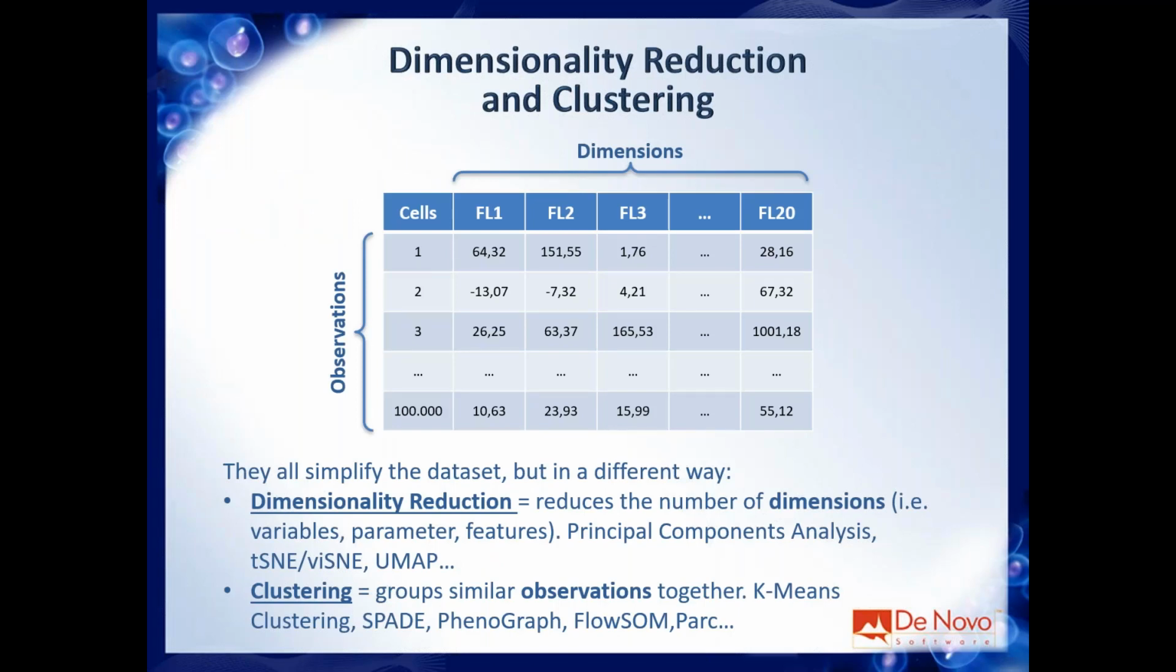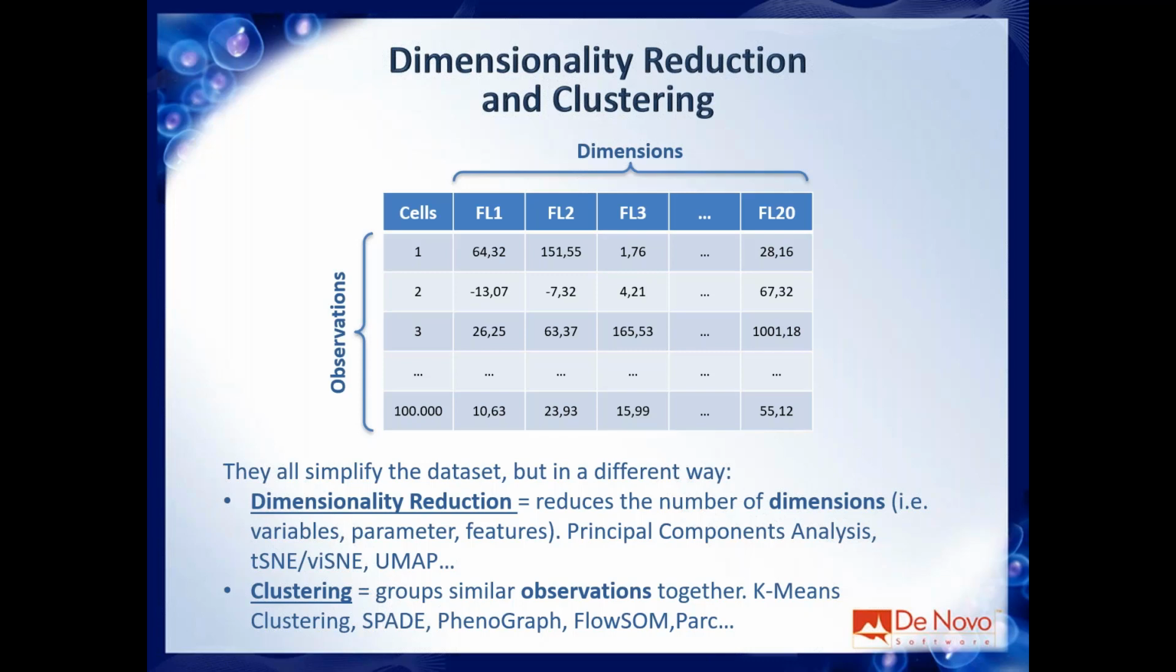If you think about your FCS file as a table like the one that you see here, you will see events, so in this case cells, observations, in different rows. And you will see parameters, so fluorescences, markers, antigens, in different columns. So if this is your multidimensional data set, what you need to do is to make it simpler.